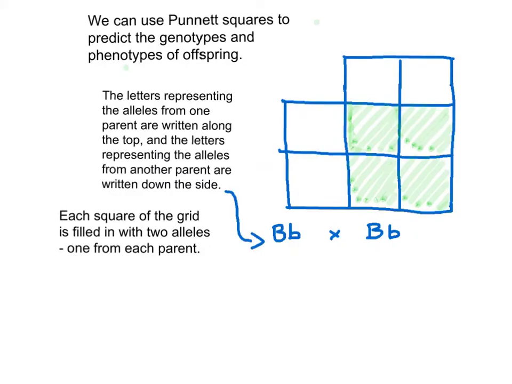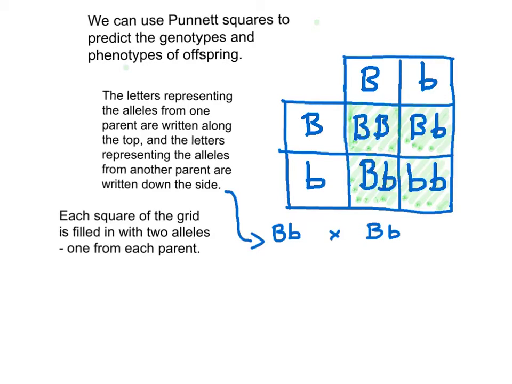But how can we predict that? Well, one way to conveniently predict the outcomes of genotypes and phenotypes in genetic crosses is to use a Punnett square. And in a Punnett square, the letters representing the alleles from one parent are written along the top, and from another parent are written down the side. So with these two parents, we have the alleles from one parent here and the other parent here. And then we can write down the genotype of individuals which will be produced when these alleles combine. And we get something like this.